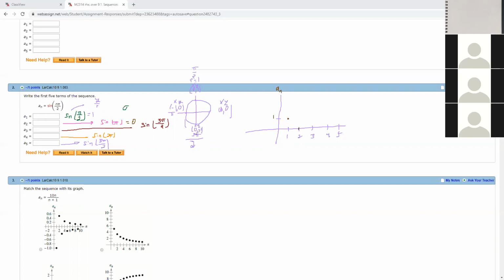And the next term is 3 pi over 2. So Denise, what's that going to be? Y over r here would be what? -1 over 1. Which is? -1. So that's right here.